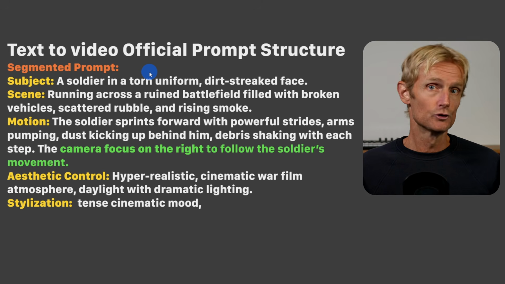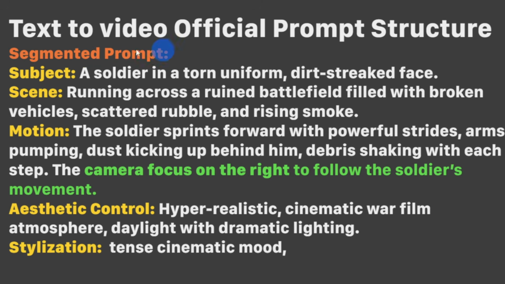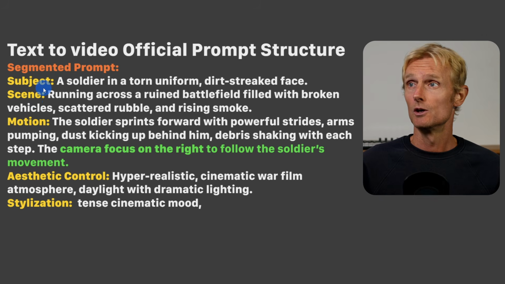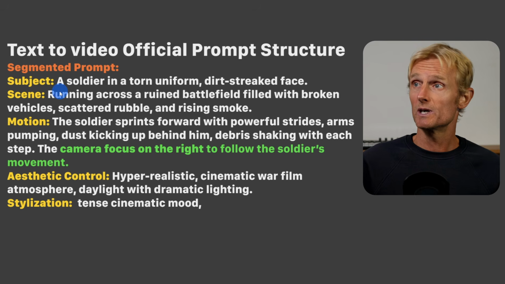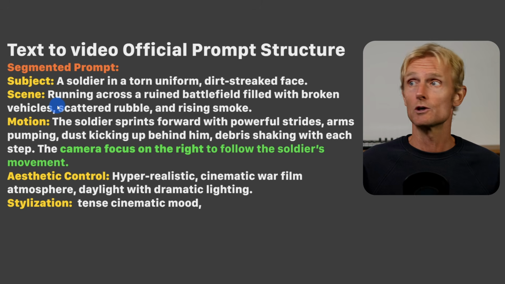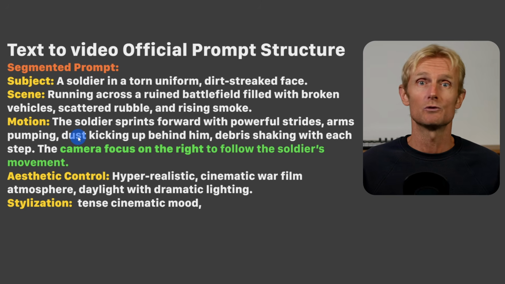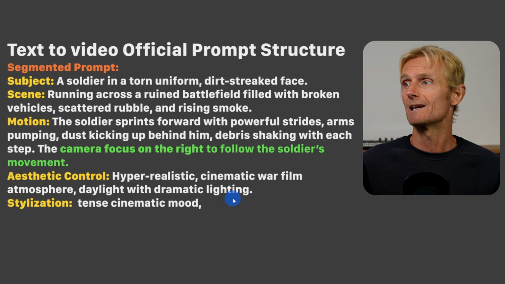So now let's reproduce the running soldier video, but now with text to video. And we have a different structure here. This is the official structure and it is segmented in the following: subject, scene, motion, aesthetic control and stylization. For the subject I used a soldier in a torn uniform, dirt-streaked face. For the scene I used running across a ruined battlefield filled with broken vehicles, scattered rubble and rising smoke. For the motion I used the same prompt as I used with image to video, and then for the aesthetic control I used hyper-realistic cinematic war film atmosphere, daylight with dramatic lighting, and the stylization I used tense cinematic mood.